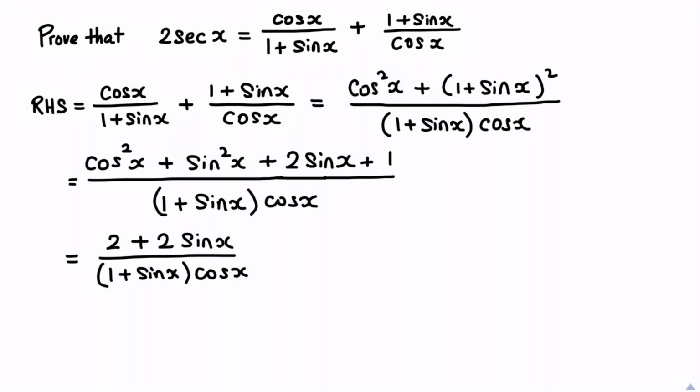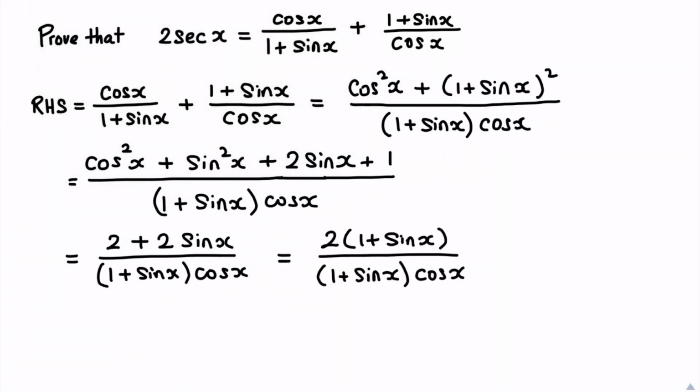And we want to simplify this even more. There's a common factor of 2, so let's take it out. And once you do that, you can see that the 1 plus sine x can be cancelled, and this gives you 2 secant x, which is the left-hand side.